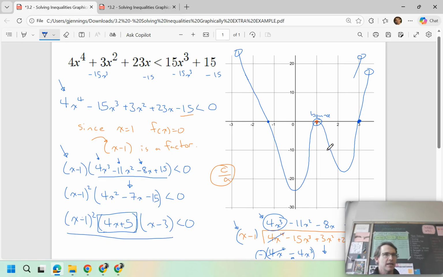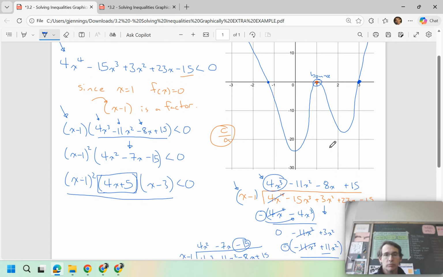Now that we've got our sketch, it's nearly trivial to demonstrate what the ranges are where this thing is negative. Sorry, where this thing is less than 0. So we note that we are less than 0. That means negative 1.25 is less than x, and x is less than 1, or 1 is less than x, which is less than 3. We've got these two realms where it's negative.